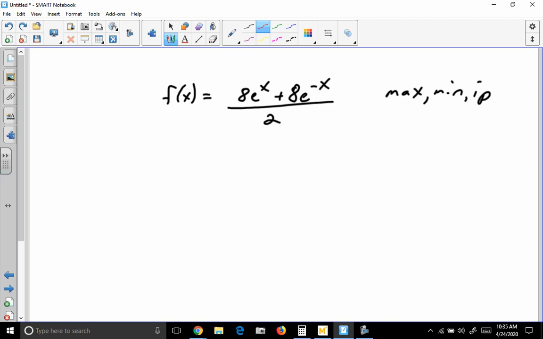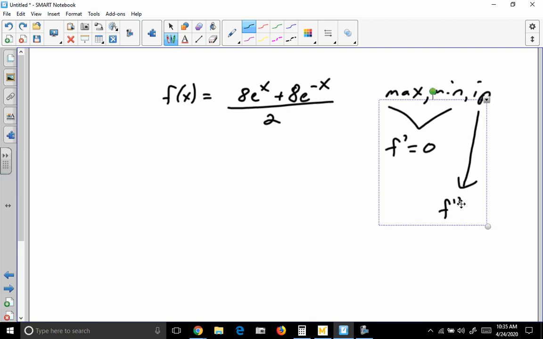All right, this one asks for maximums, minimums, and inflection points. So let's recall that for maximums and minimums, that's when our first derivative is 0. If we have an inflection point, that will be where our second derivative is 0. So I'm going to simplify this function first. We can divide each term by 2. So 8 divided by 2 will make that 4 e to the x. 8 divided by 2 will make that 4 e to the negative x.